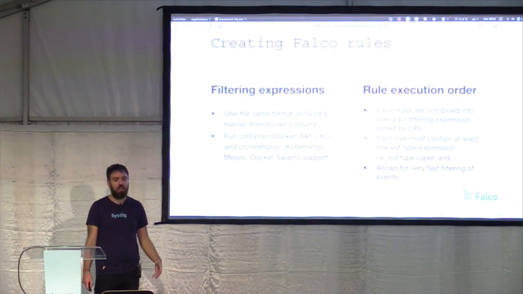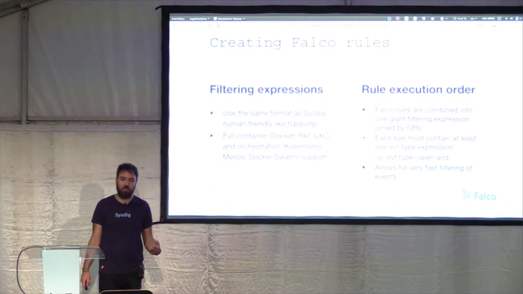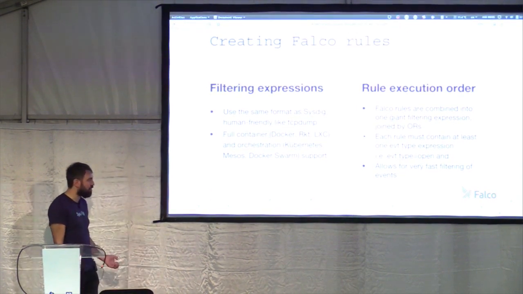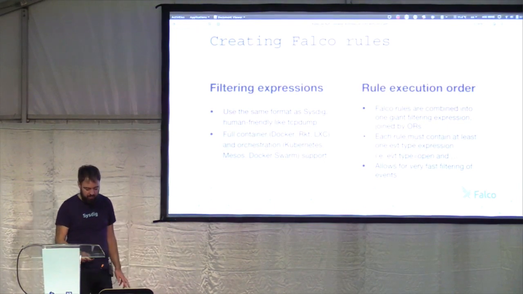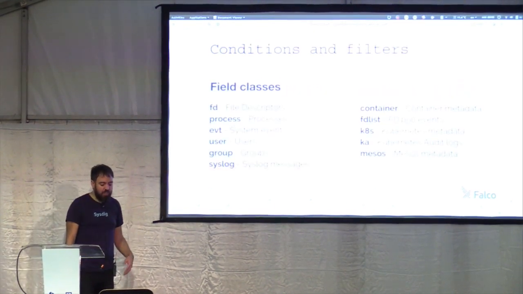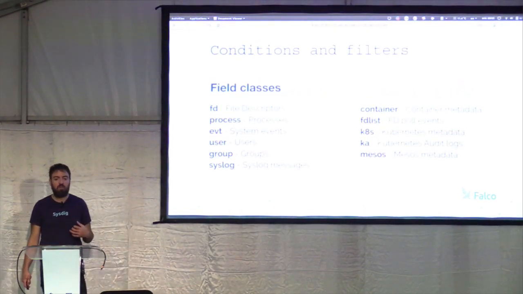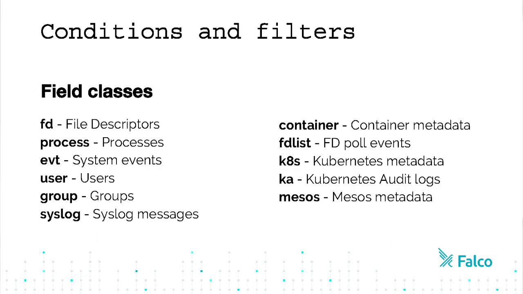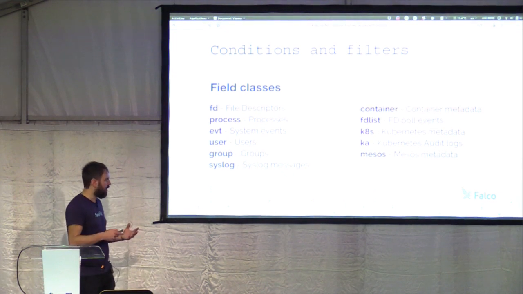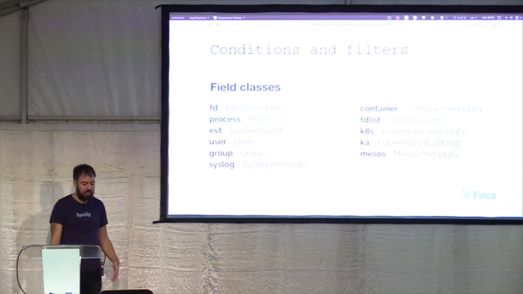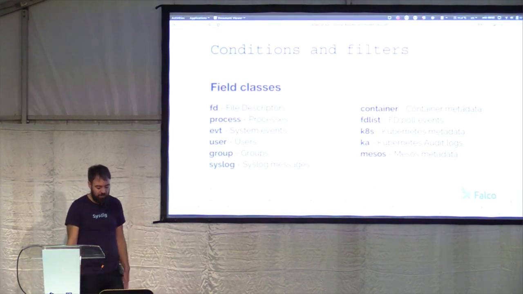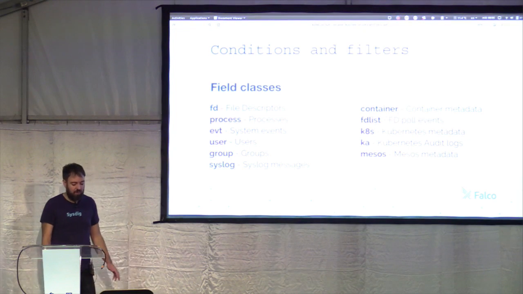We support container and orchestration tool logic in those filtering rules, and it's basically a huge OR that we are building in the engine. We can use what we call field classes to look for information coming from system calls at a higher perspective. So we can look for container metadata, Kubernetes metadata, users, file descriptor activity, system log messages, a bunch of different things.